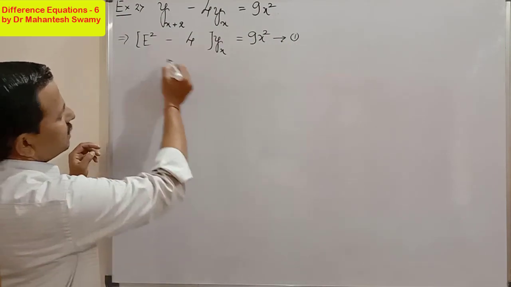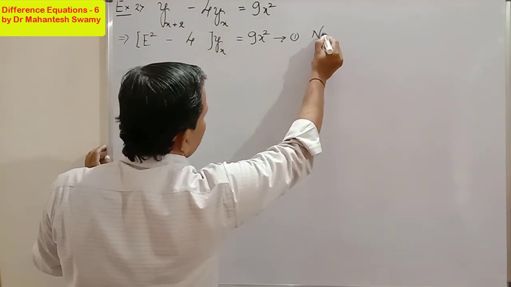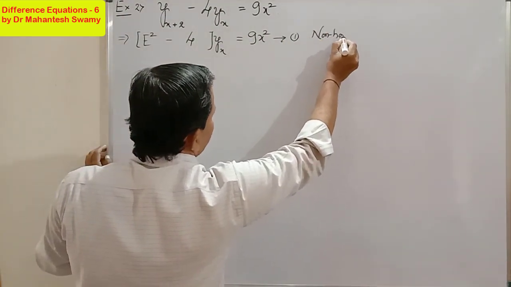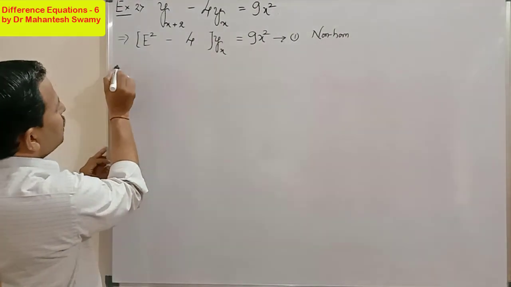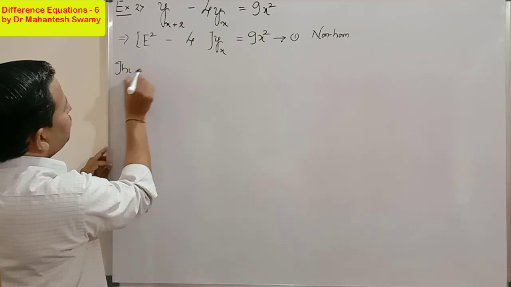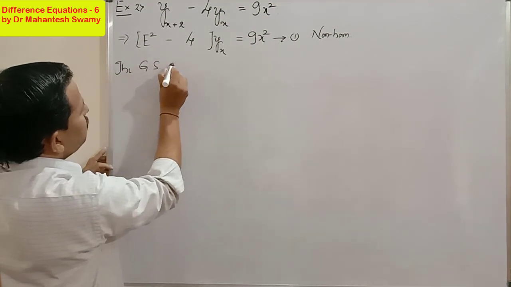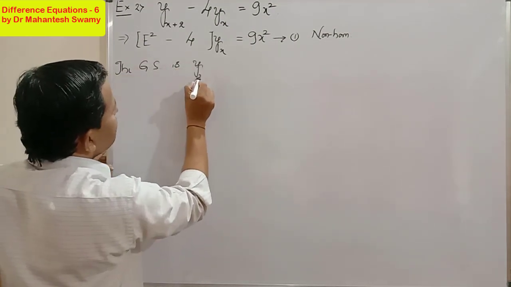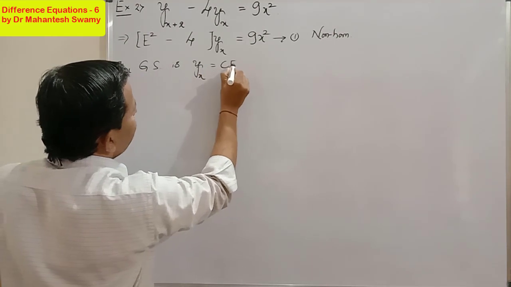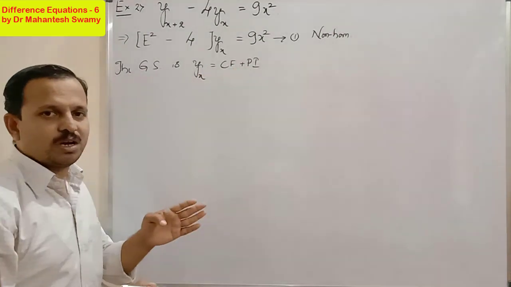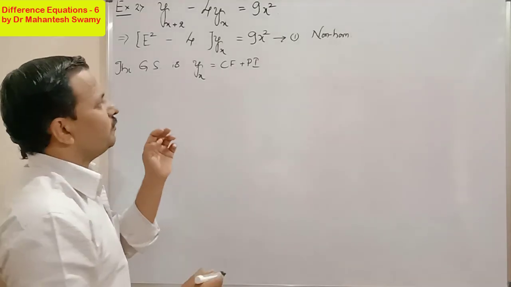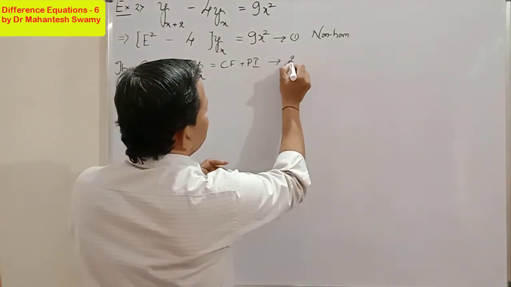Now this is non-homogeneous. It is non-homogeneous because the right hand side is non-zero. When it is non-homogeneous, the general solution is yx equals CF plus PI. There will be two parts in the general solution of the non-homogeneous difference equation. So let us call it equation number 2.